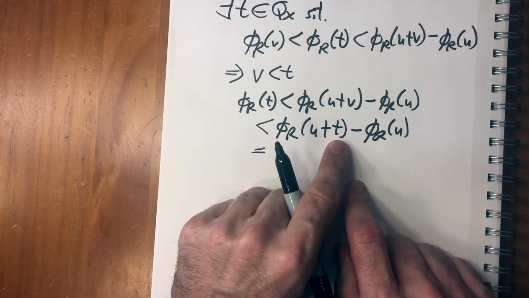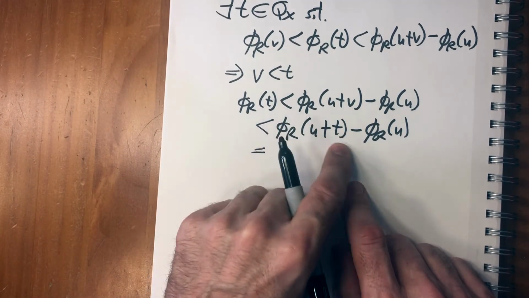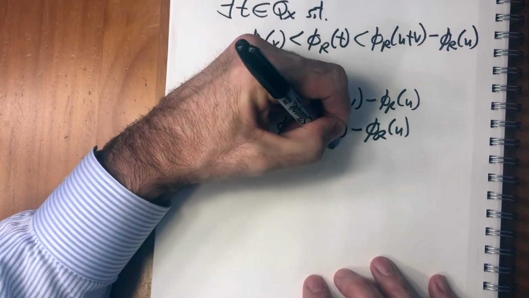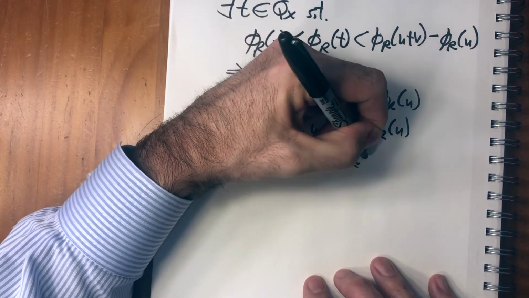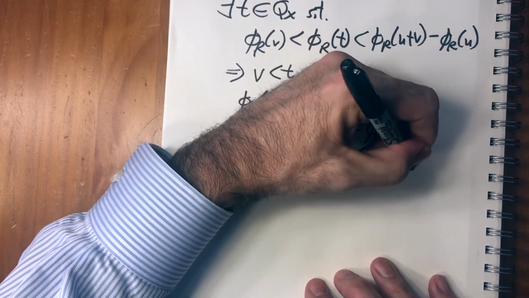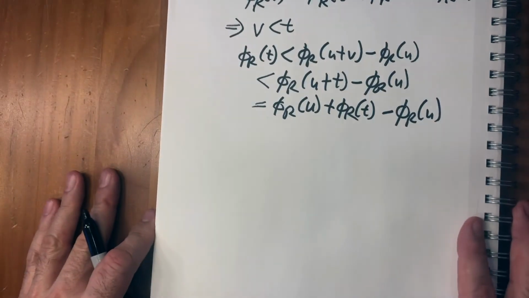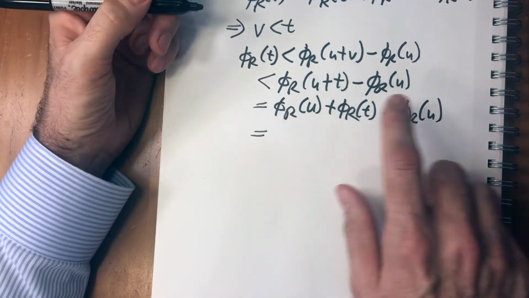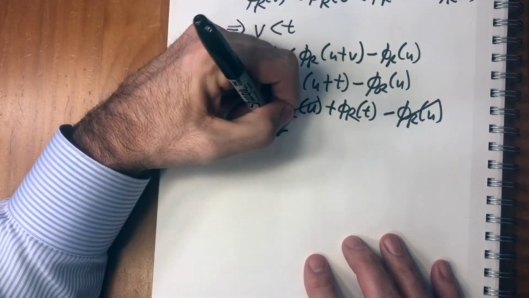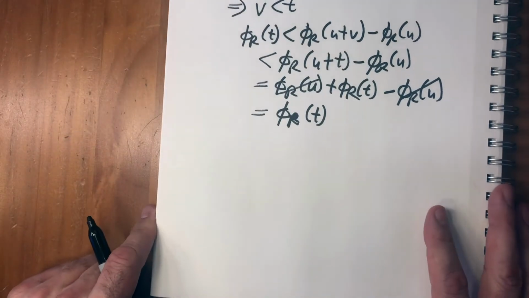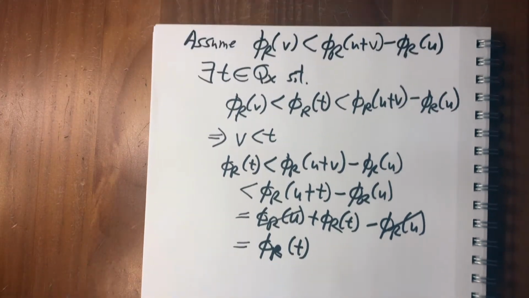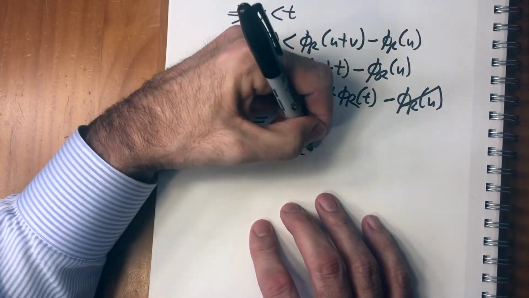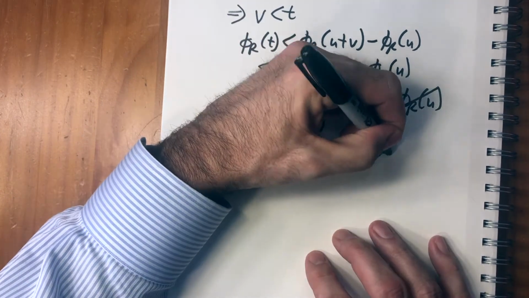This equals, what do we know now? t is rational, right? That means that we already know that phi r preserves addition, so that equals phi r of u plus phi r of t minus phi r of u, right? Because we just showed that in the special case where t is rational, this equals this. And now we just cancel these and we're left with phi r of t. So what did we just show? We just showed that if we assume this is true, then that means that phi r of t is less than phi r of t. That is impossible. That's technique 5.